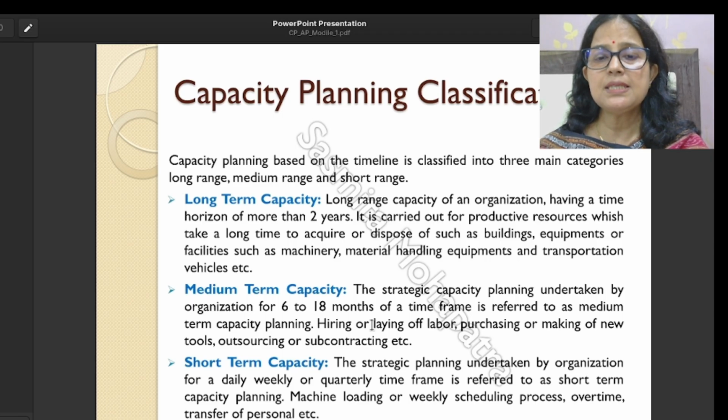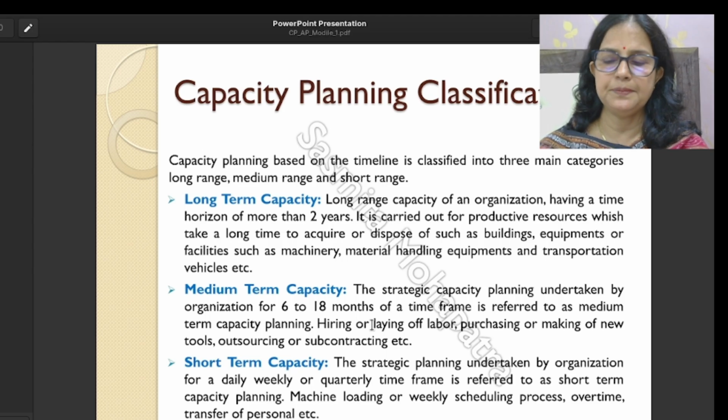Short-term capacity planning. When we plan on a weekly, daily or quarterly basis, we call it a short-term capacity planning. Here we can plan what load to assign to the machines, what the weekly scheduling of the machines is, what process we need to follow for the machines, and whether we should go for overtime production or something. These all are called the short-term capacity plan.